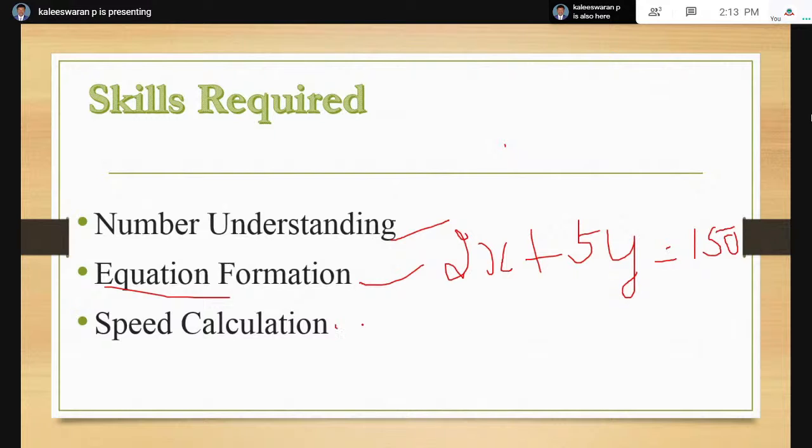And the third one is speed calculation. Some shortcuts are there. You should know that shortcut. Speed calculation means improving your speed on basic mathematical operations like multiplication, addition, square root. Okay.